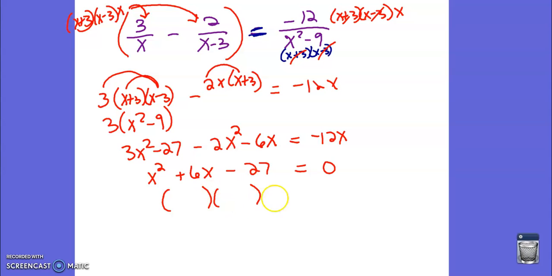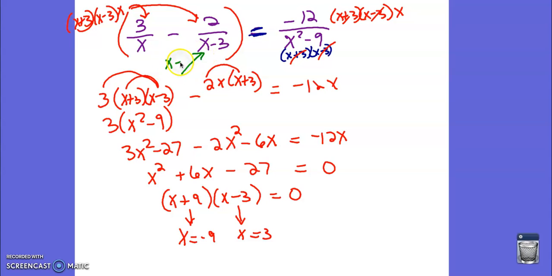This does factor, which means x is negative 9, and x is 3. And again, I want to emphasize, make sure you check your answers. Now, something I almost said at the very beginning, but I wanted to emphasize at the end. Notice at the very beginning what x cannot equal. x cannot equal 3. It also can't equal 0, and it also can't equal 9.